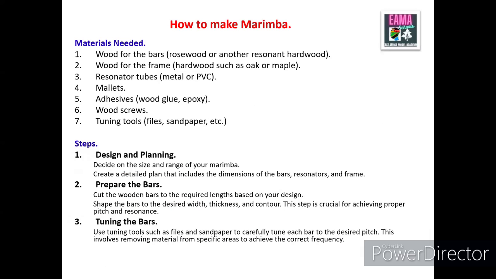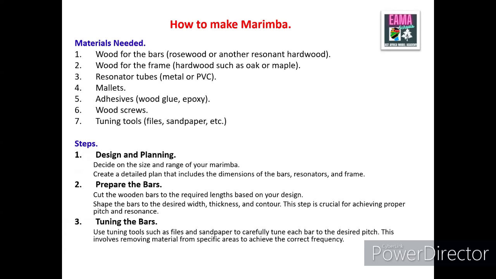How to make a marimba? Materials needed. 1. Wood for the bars, rosewood or another resonant hardwood. 2. Wood for the frame, hardwood such as oak or maple. 3. Resonator tubes, metal or PVC. 4. Mallets. 5. Adhesives, wood glue, epoxy. 6. Wood screws. 7. Tuning tools, files, sandpaper, etc.